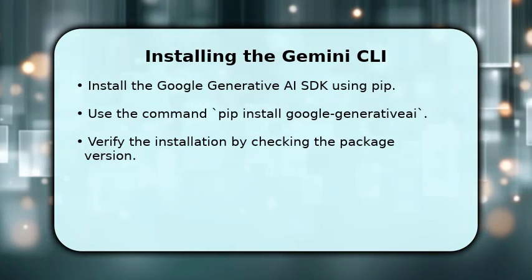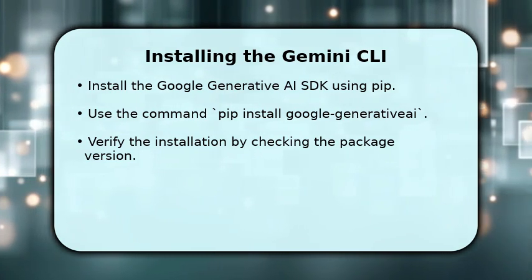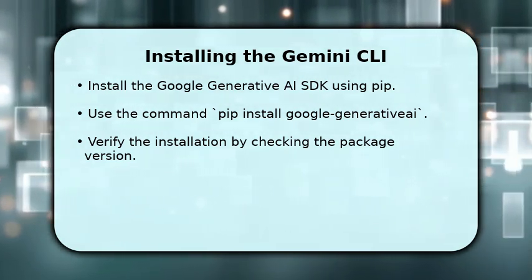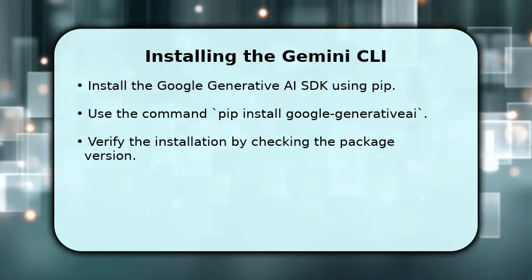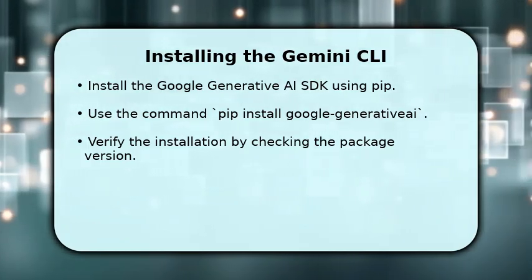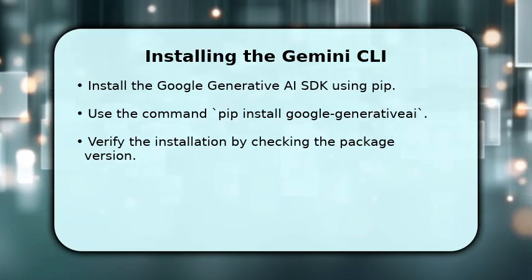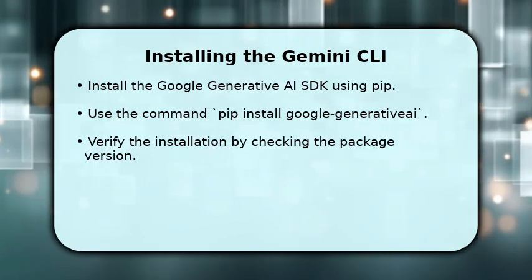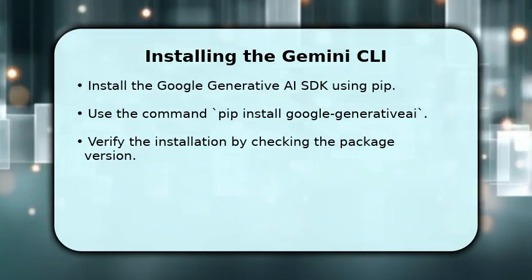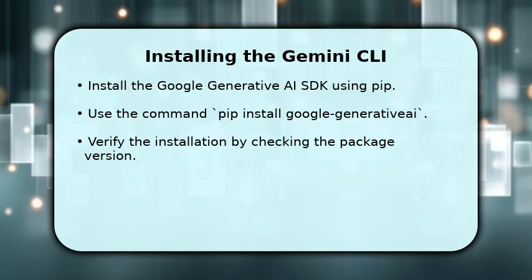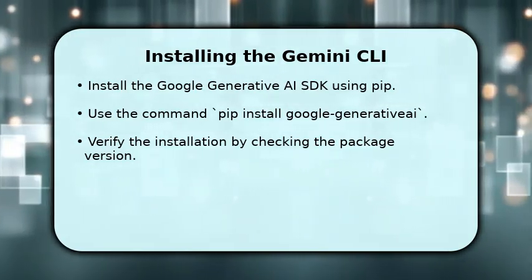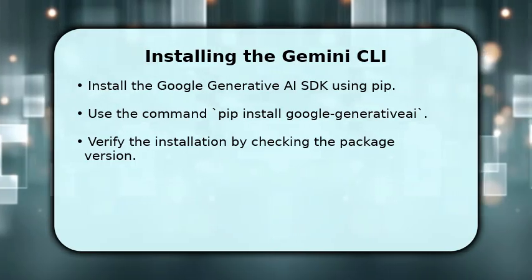Now that your environment is ready, let's install the Gemini CLI. Open your terminal or command prompt. We'll use pip, Python's package installer, to get the necessary SDK. Simply type pip install google-generativeai and press enter. This command downloads and installs the official Google Generative AI library. Once completed, you can quickly verify the installation by checking the package version, confirming everything is set up correctly.